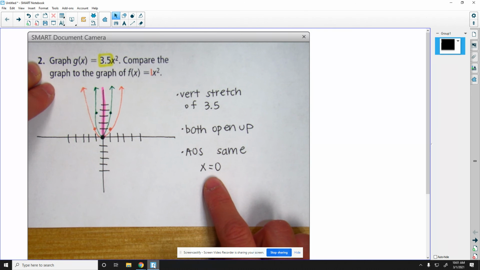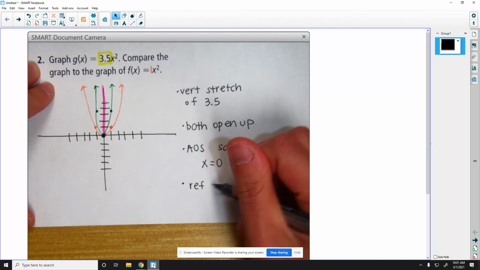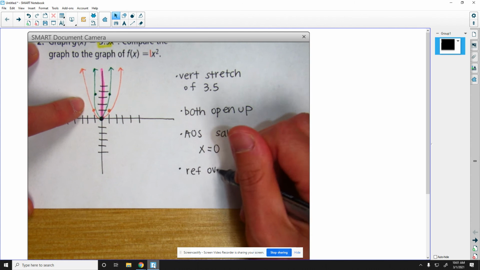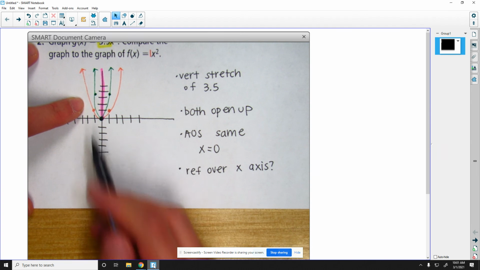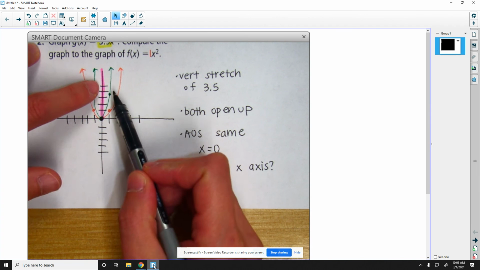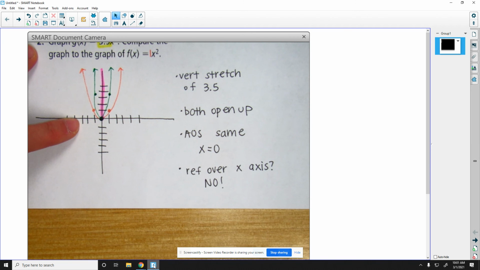Next thing we have to talk about is, did it reflect over the x-axis? What do we think? No, right? Because if it reflected, the green would be pointing down. And that's all we have to talk about.